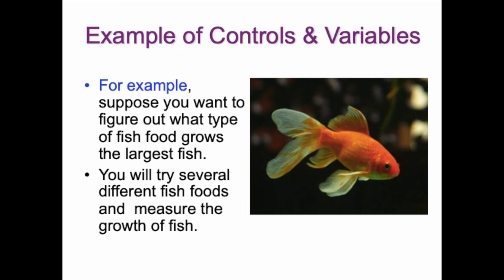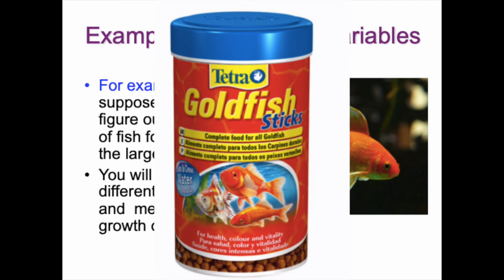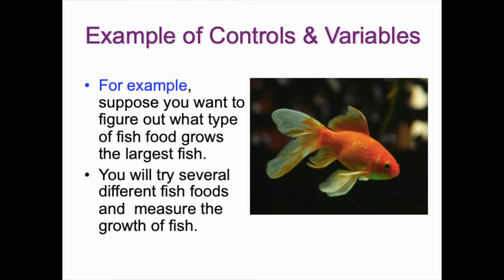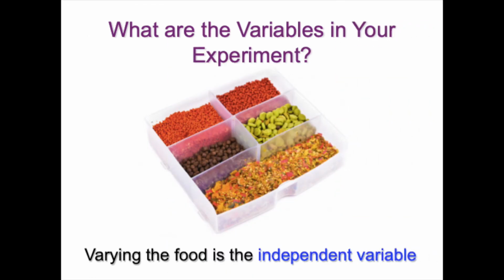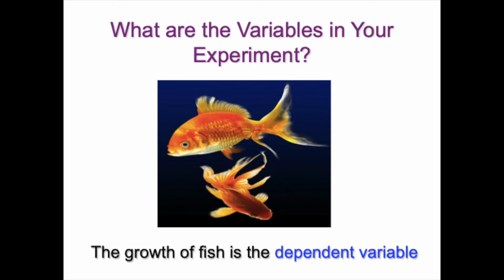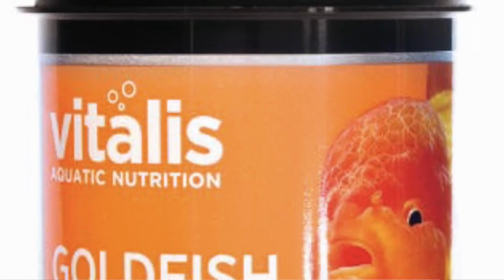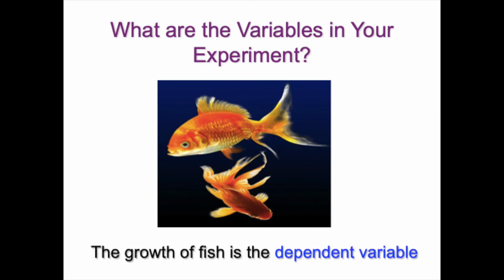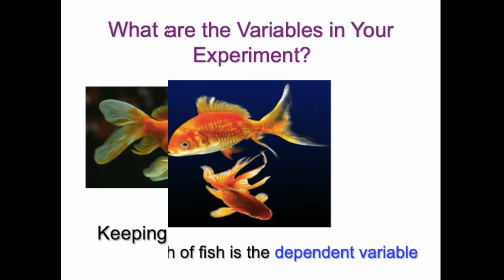So let's take a look at an example. Suppose you want to figure out what type of fish food grows the largest fish. You're going to try several different types of fish food and measure the growth of your goldfish. So what are your variables within your experiment? Varying the food is going to be your independent variable. What you're going to change is your independent variable. That's going to be the type of the food. The growth of the fish is going to be the dependent variable. The dependent variable depends on the independent variable, and the growth of the fish is the dependent variable.